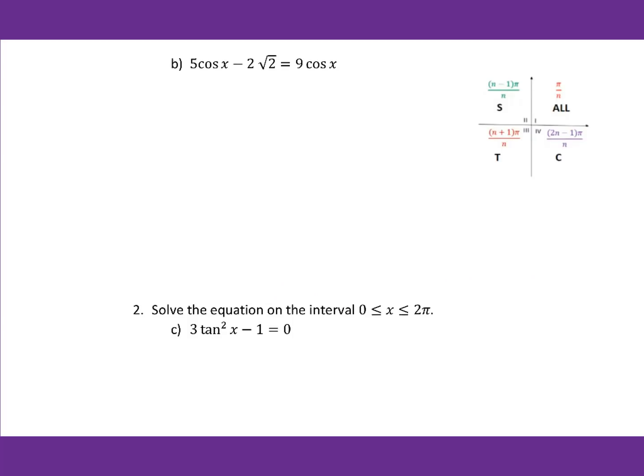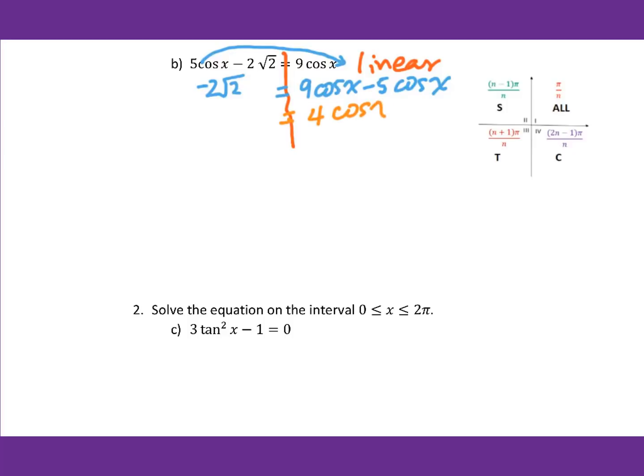Now let's go to the second question. Still, we need to isolate the variable on one side because this is a linear pattern. This is the equal sign. Cross cosine to the right side. I got -2 square root of 2 equals 9 cosine x minus 5 cosine x. We get 4 cosine x equals -2 square root of 2. Then I need to divide by 4. We get cosine x equals, reduce, you will get -square root of 2 over 2.